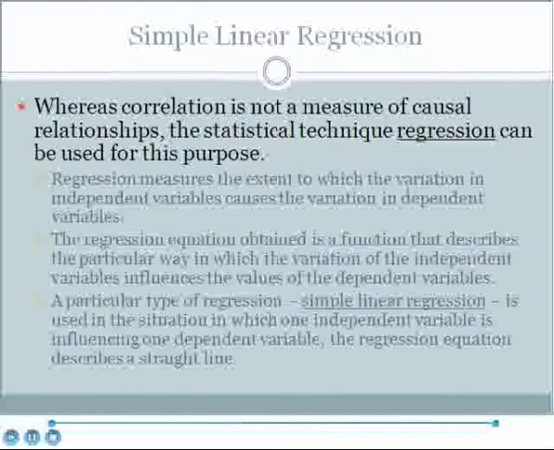Whereas correlation is not a measure of causal relationships, the statistical technique regression can be used for this purpose. Regression measures the extent to which the variation in independent variables causes the variation in dependent variables. The regression equation obtained is a function that describes the particular way in which the variation of the independent variables influences the values of the dependent variables. A particular type of regression, simple linear regression, is used in the situation in which one independent variable is influencing one dependent variable, the regression equation describing a straight line.